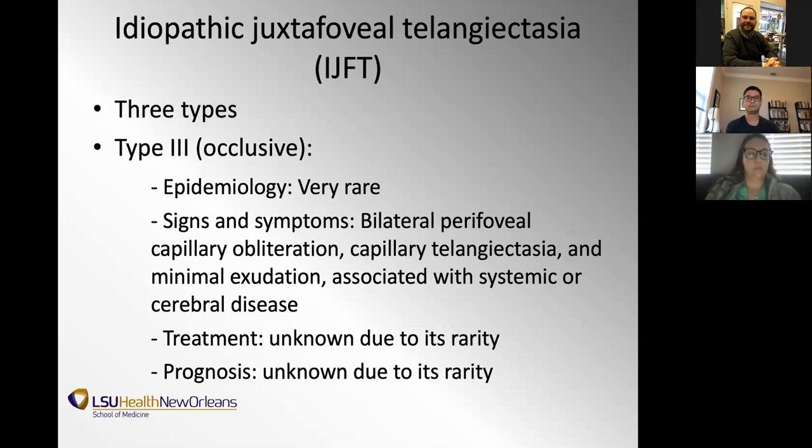Type 3 is also known as the occlusive type. It's very rare, and it can present as bilateral perifoveal capillary obliteration, capillary telangiectasia, minimal exudation, and associated with systemic manifestations, such as cerebral disease. Treatment and prognosis is unknown due to the rarity of the condition.